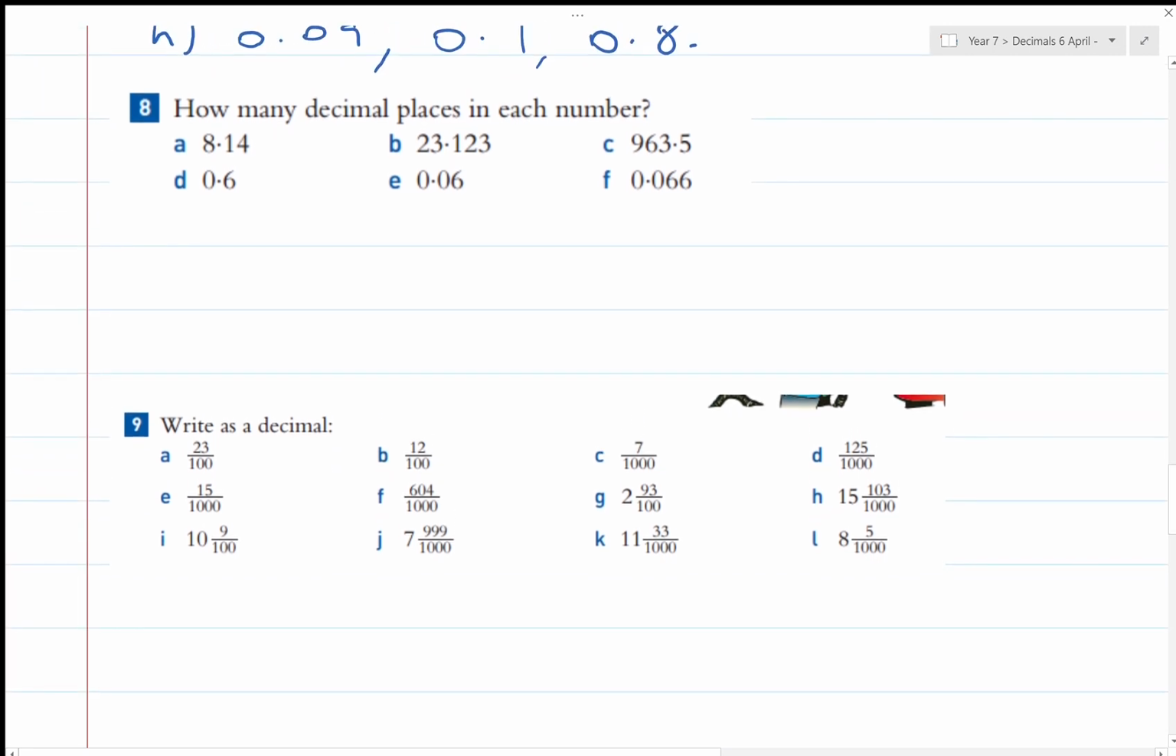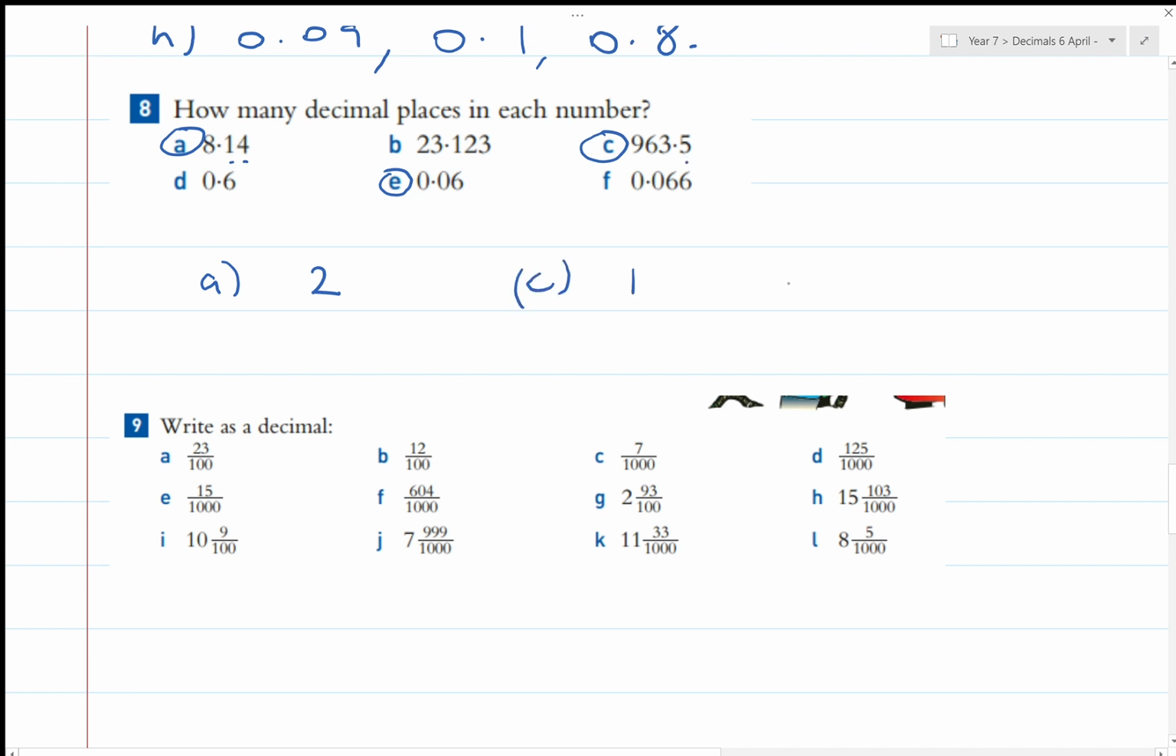How many decimal places? This one, this one, this one. A, there are 2 decimal places, 1, 2 numbers after the decimal point. 1 decimal place, 1 number after the decimal point. How many are there here? There's 1 non-zero number, but the zeros count. There are 2 numbers after the decimal point.